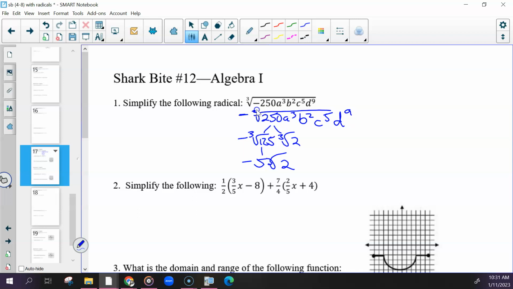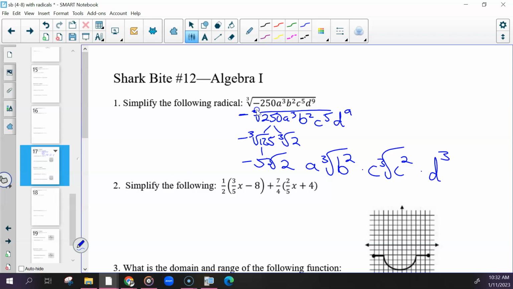So 3 goes into 3 once, so that would be 1a that gets to come out, none left on the inside. 3 does not go into 2, so both b squares are going to stay on the inside. 3 goes into 5 once, and there would be 2 left over. So you have 1c that gets to come out, and then 2 that will stay inside. And 3 goes into 9 3 times, so all of the d's would come out.